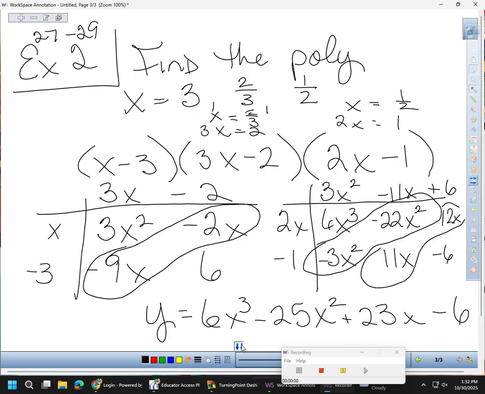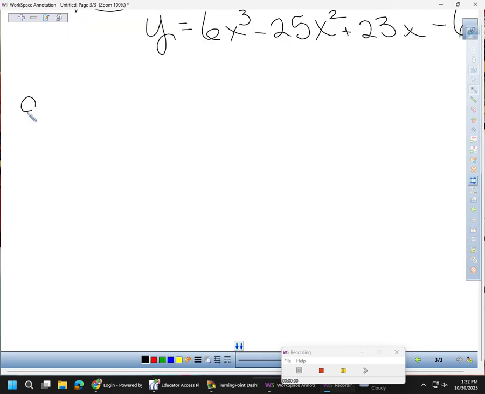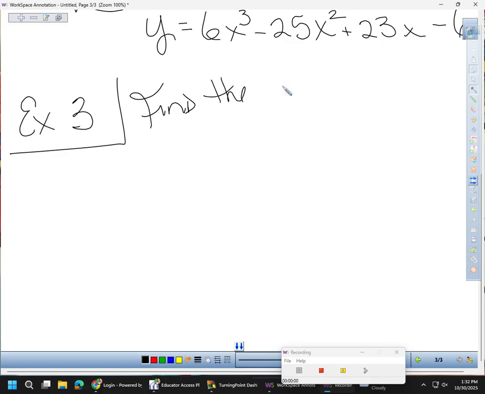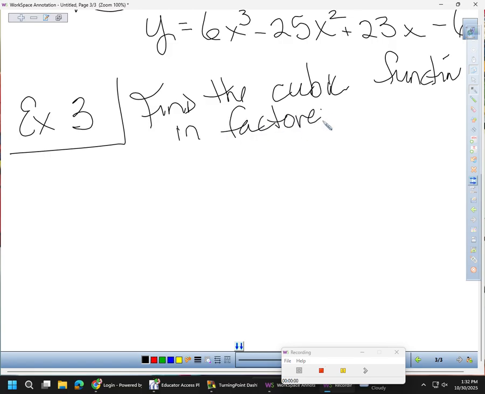Example number 3. Find the cubic function in factored form.